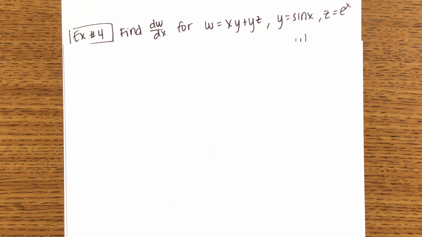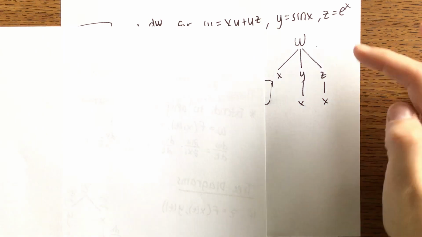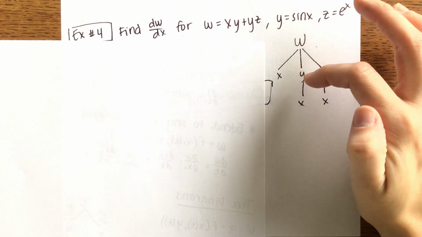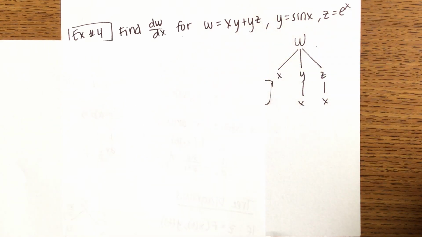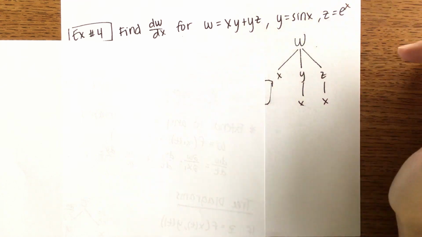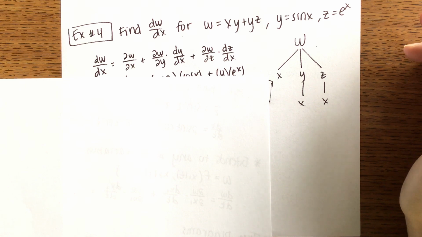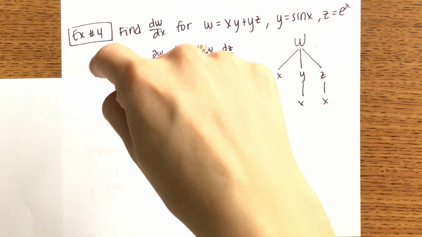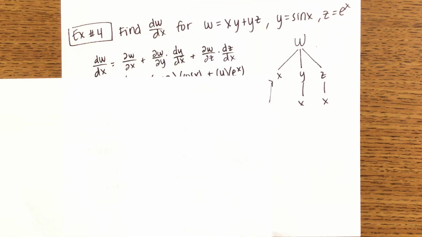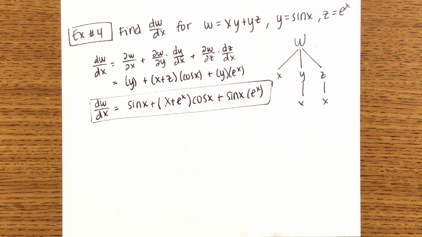Okay, here is the tree that I got. Did you guys get the same one? So w is defined by x, y, and z. Y and z are further defined by x. So there's 3 paths you have to consider. The first path, the second one, and the third one. This is the general chain rule for dw/dx. Please make sure you have the right partials and the right ordinary derivatives. And then that was what I got as a final answer.